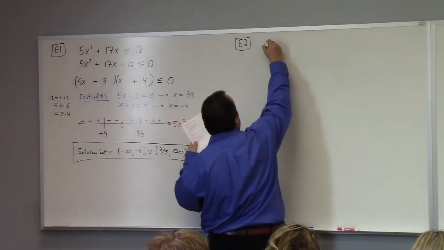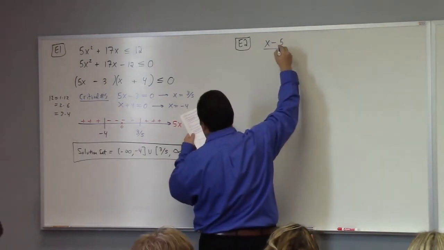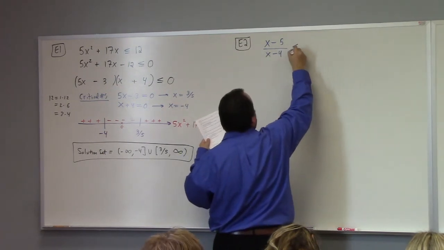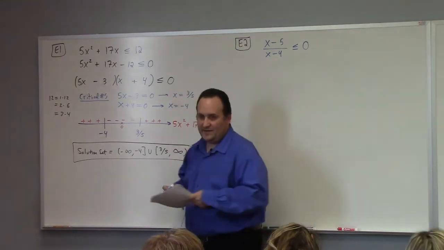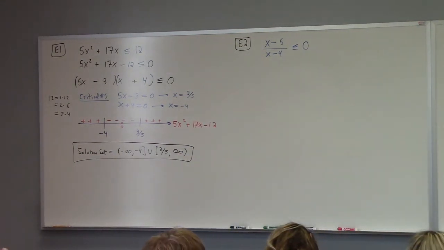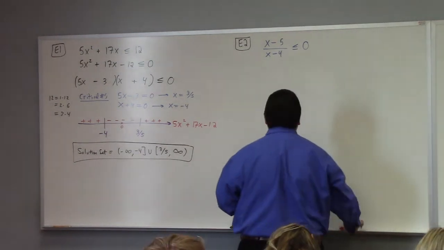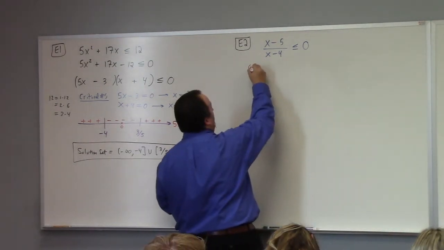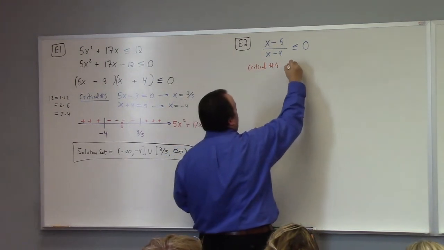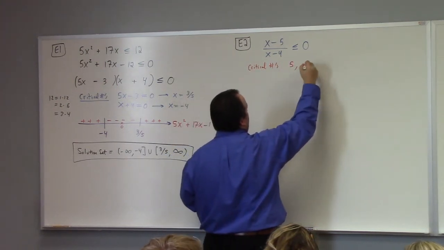Let's see here, x minus 5 over x minus 4. I like this problem. This problem is really easy. So this actually I shouldn't even cover today. I should focus on harder problems today. But we'll do this one just as a break from the harder ones. So what are the critical numbers here? Critical numbers, positive 5 and positive 4, right?